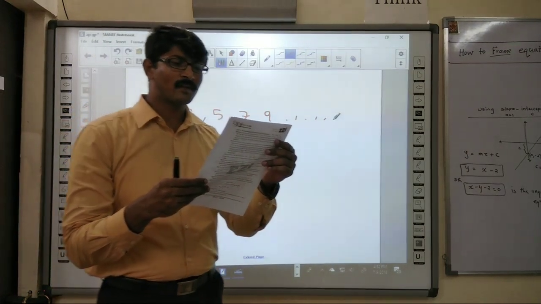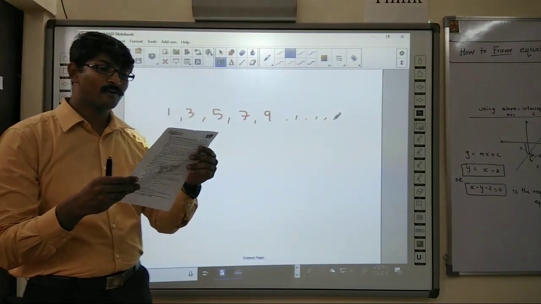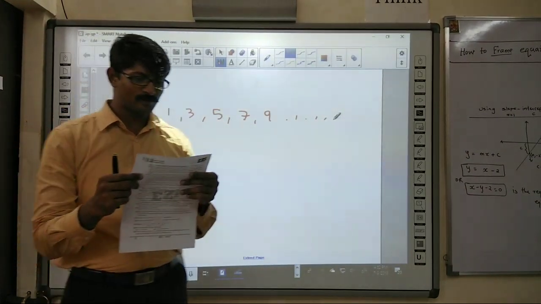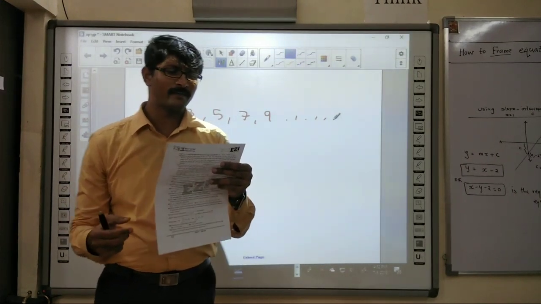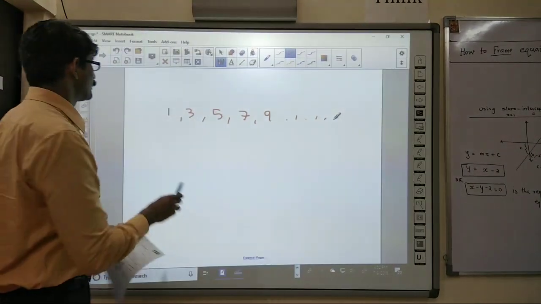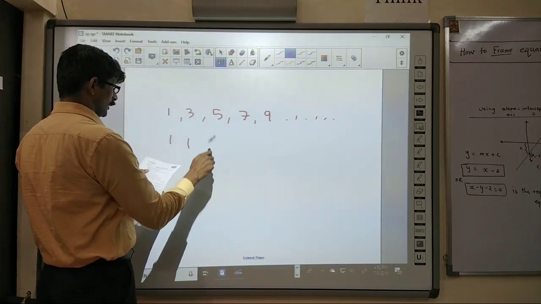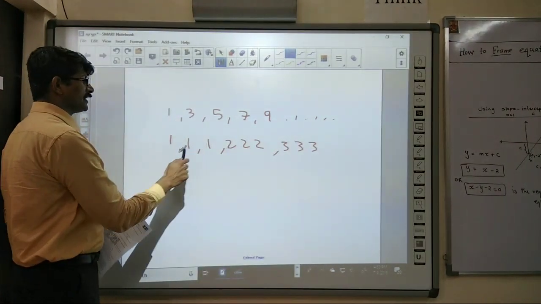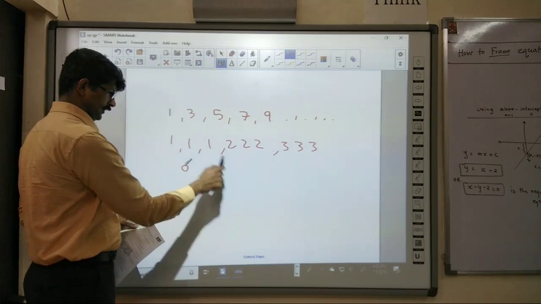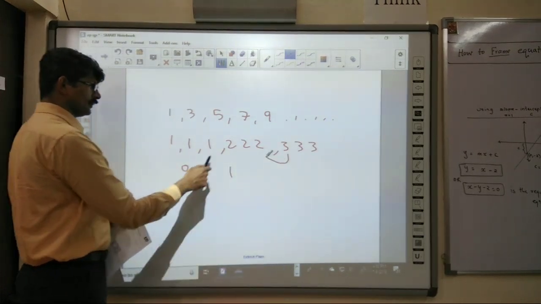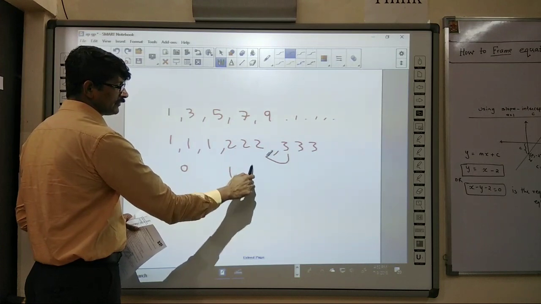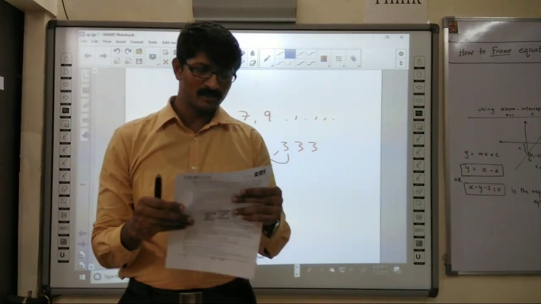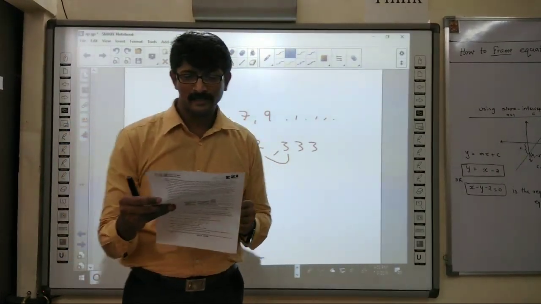Which of the following lists of numbers form an AP? If they form an AP, find the common difference D and write the next 3 terms. I hope students you have solved the first part, which is very simple. It is not an AP because the numbers are like this: 1, 1, 1, 2, 2, 2, 3, 3, 3. So this is not an AP because the difference over here is 0, the difference over here is 1, and so on. When the common difference is not the same single number, it is not an AP.